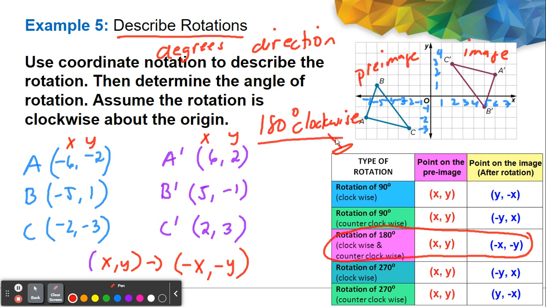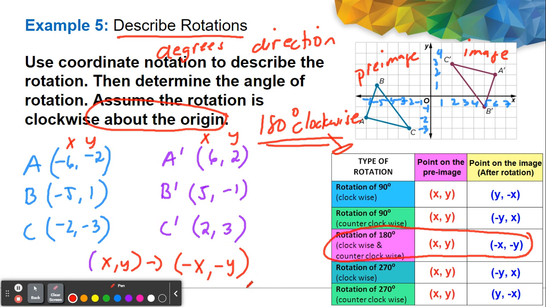That is how we describe our rotation. And it is clockwise about the origin, the center of rotation. So it's very easy. You just have to look at your ordered pair, read the ordered pair properly, remember the X first before the Y, and then check your table.